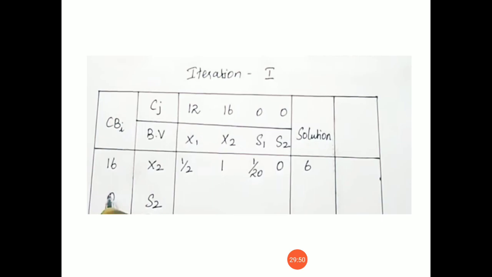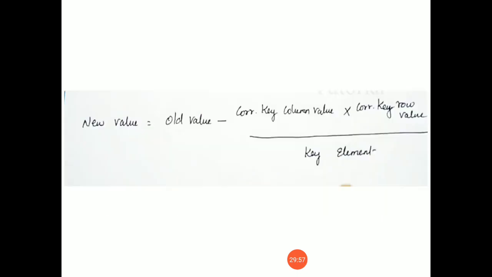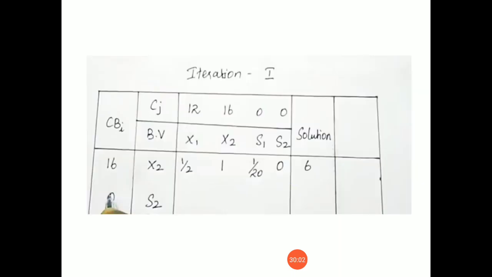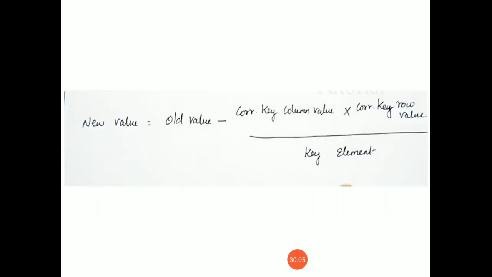Now, next step is I need to fill the row for S2. So there is a formula for filling the row of S2, and what is the formula? It is equal to old value minus corresponding key column value into corresponding key row value divided by key element. So class, let me end this video lecture here. In the next video lecture, I will be telling you the further steps of this simplex method.